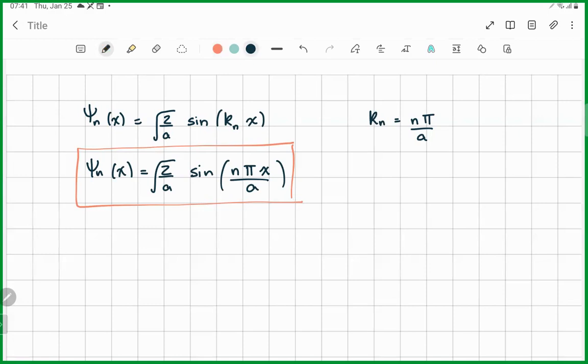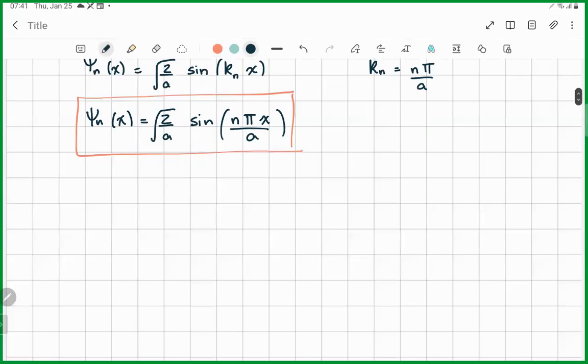Okay, so let's start with an easy one. Let's start by looking at what we would get if we had to make plots of these functions. So let's start with n equals 1. When n is 1, that's the lowest energy, we say that this is the ground state. And what is the wave function? We'll have just the sine of pi x over A. So this is what we have to draw.